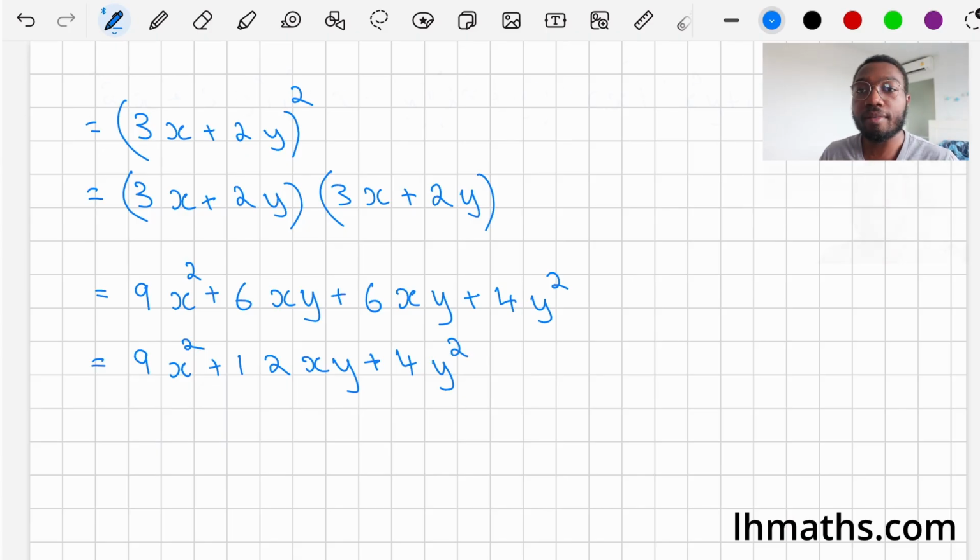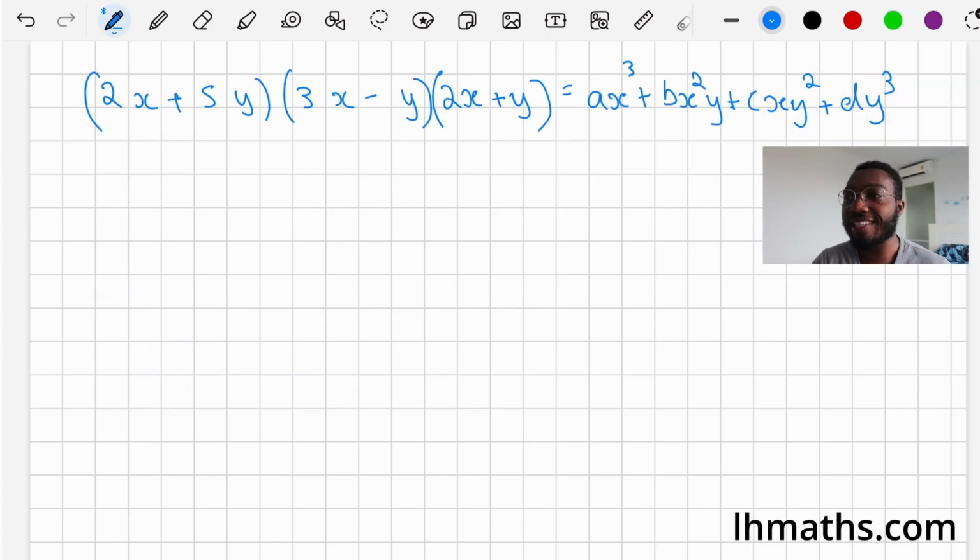And then we just need to plus the 4y squared. Okay, so for this question, this is an exam style question. We have 2x plus 5y times 3x minus y times 2x plus y. And that equals ax cubed plus bx squared y plus cxy squared plus dy cubed. And we need to figure out the values of the constants a, b, c, d. So to do this question, what I'd advise you to do is, again, like one of our previous questions, just expand two of the brackets first, simplify it down, and once you do that, then times by the third bracket. And that is what we are going to do.